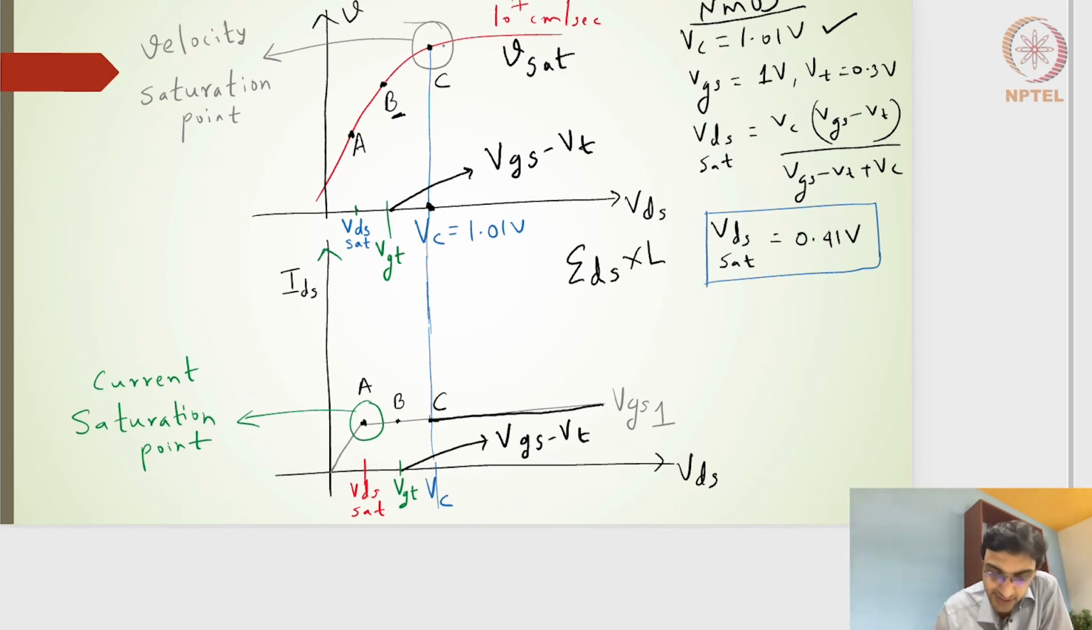So in this particular region, after C, there is no argument in that sense. If the velocity reaches the saturation, the current also reaches the saturation. Okay, let me take another point here, in another color.